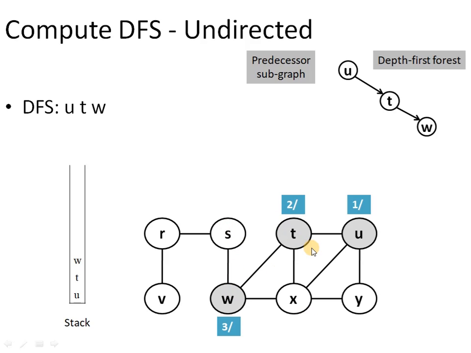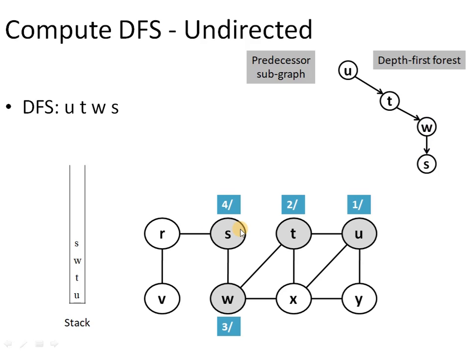Again, from W, we can go to S, T and X. T is already explored, so we have to pick either S or X. So let's say we have picked S. So increase the timestamp by 1. We will get 4. So we have discovered vertex S at timestamp 4. We have added it to the DFS sequence and pushed it onto the stack as well. And we have added S as a child of W.